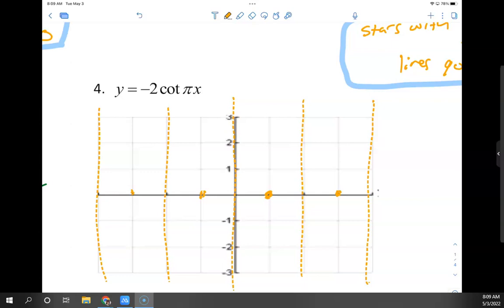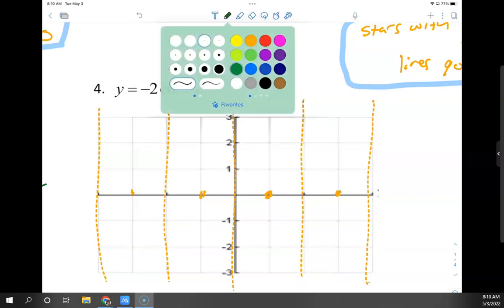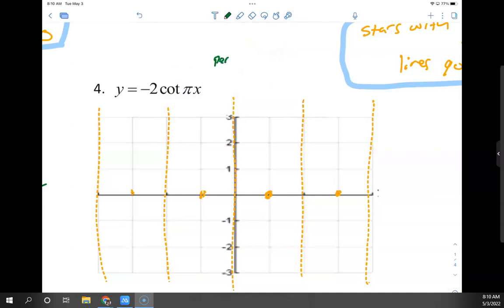And I'm going to do the same thing in terms of the period. Let's do the period next. So remember, the period is the distance between asymptotes or the distance between points. So for this, the period is pi over b. This is b right here. So the period is 1, which is weird. Whenever there's a pi in your equation, the period goes by whole numbers.